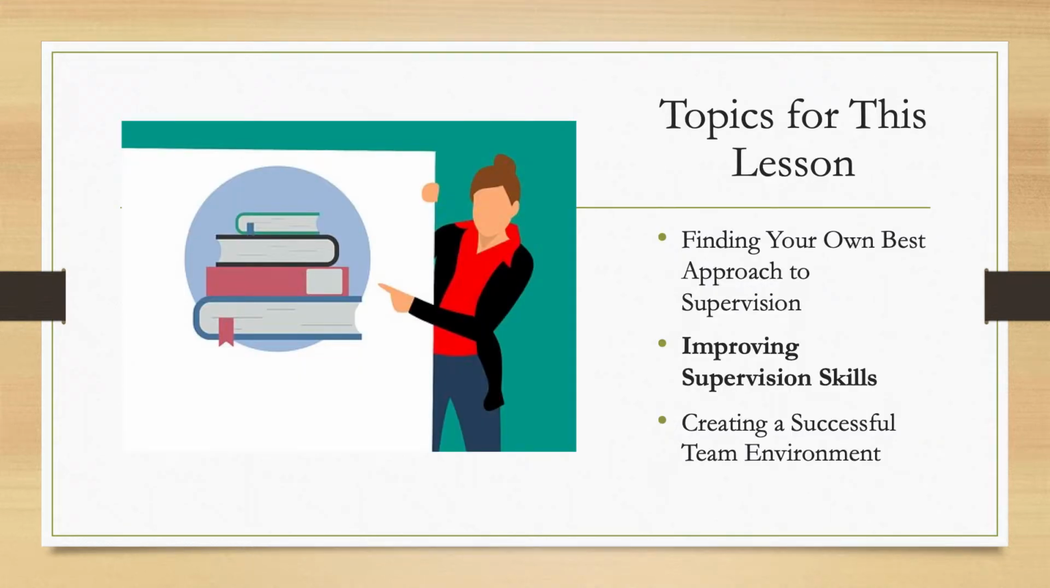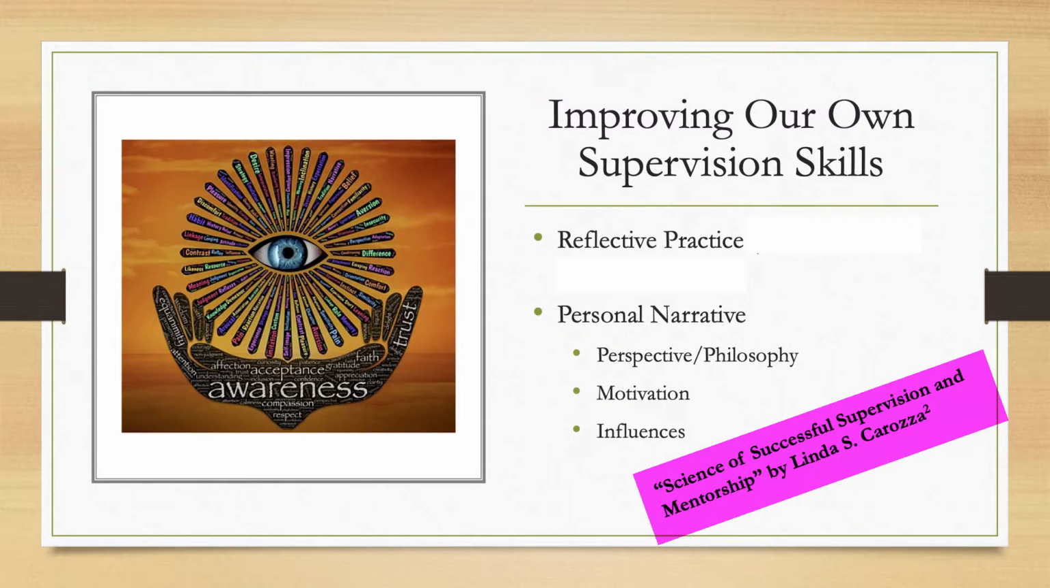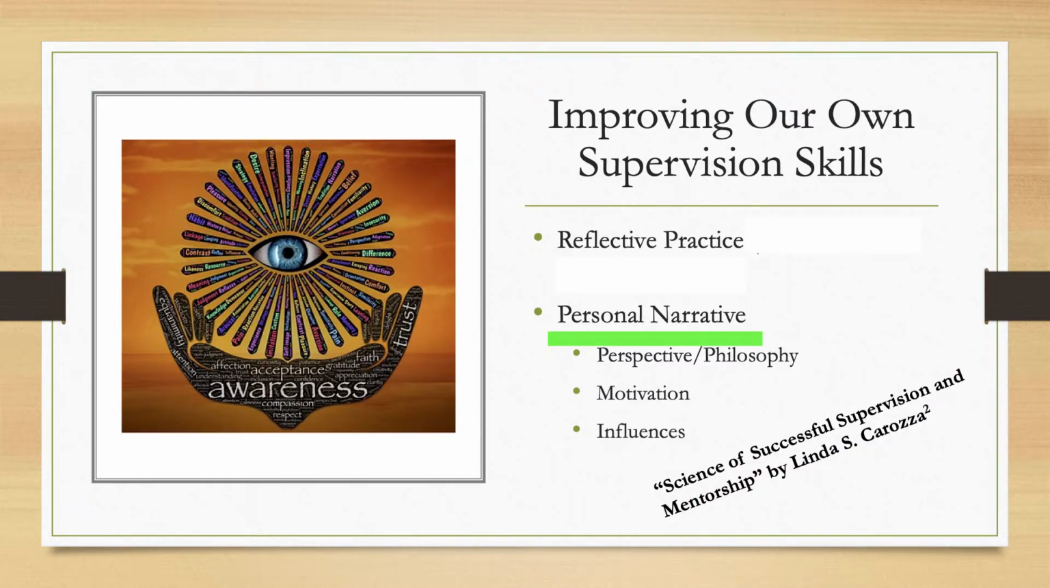Now we'll talk about some ways that we can improve specific supervisory skills. Let's take a look at some recommendations from a couple of leading authors in this field. One prominent author suggests that we should engage in our own self-reflection by creating a personal narrative. This means taking the time to answer, in writing, some probing questions such as, what events in my life have shaped my perspective as a teacher and supervisor?